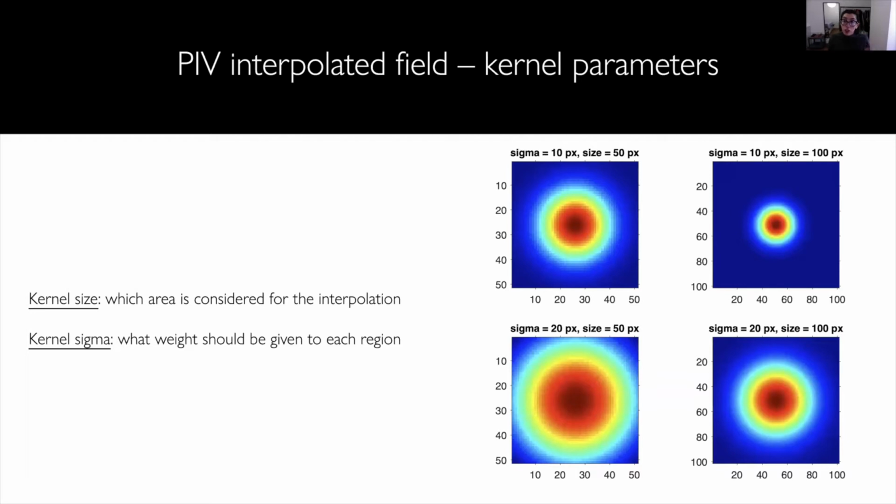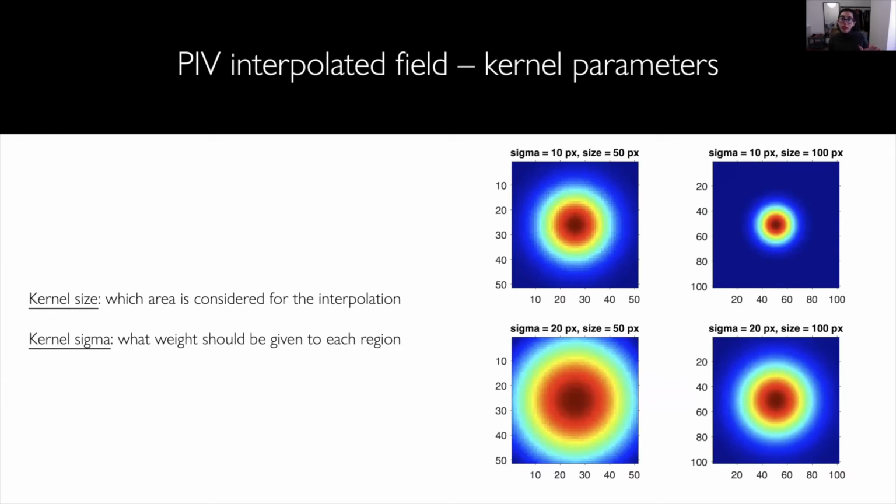We use a Gaussian kernel to smooth and interpolate the data, and we can choose the size of this kernel and what weight is given to each region underneath the kernel. If you look at the figures on the right, the colors toward red will give higher weight, and the colors toward blue will give lower weight in a Gaussian size.